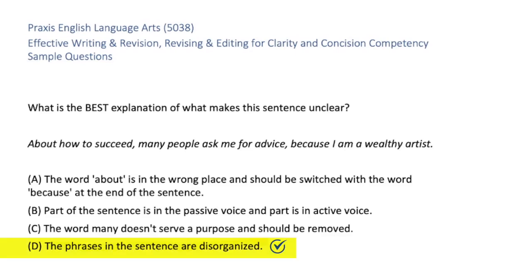The phrases in the sentence are disorganized. Organization is the problem here. Here's the correct version. Because I am a wealthy artist, many people ask for advice about how to succeed.